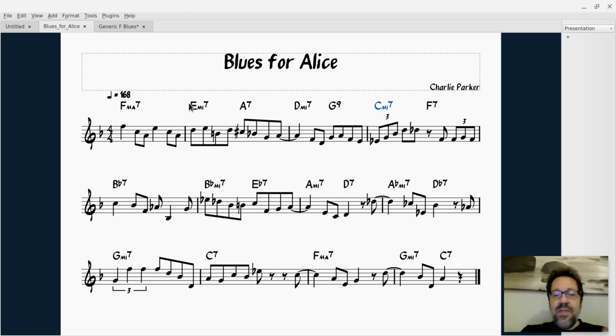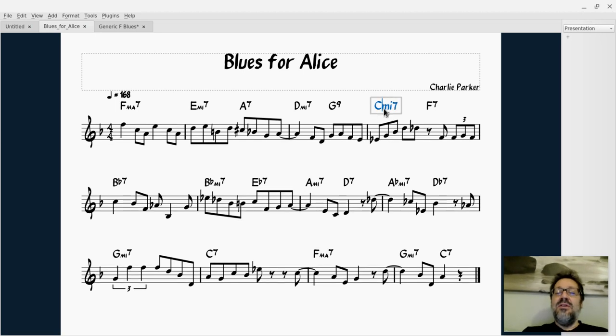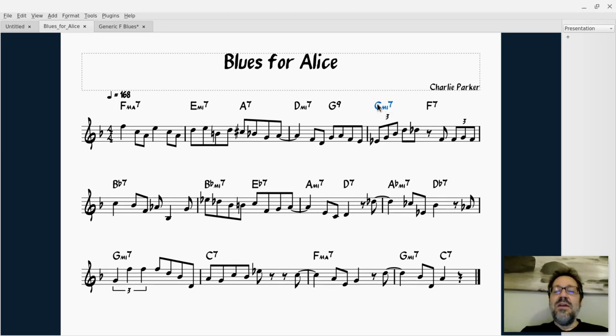Or even F and then the quick change to B flat and back to F, and then C minor to F7. That would be typical. But it wasn't good enough for Charlie Parker on this piece. So he says, hey, I got my C minor 7 here. Let's give it a 2/5 also. So D minor 7 to G7. And that's how he gets to that C minor 7.